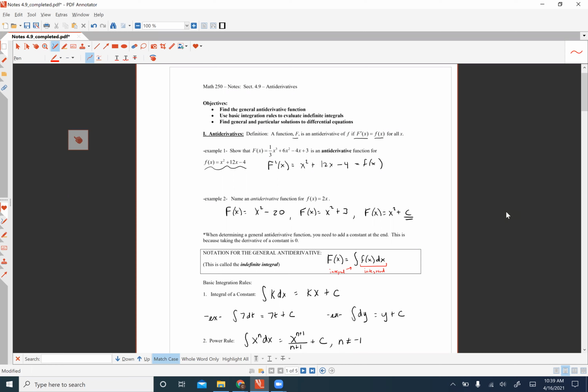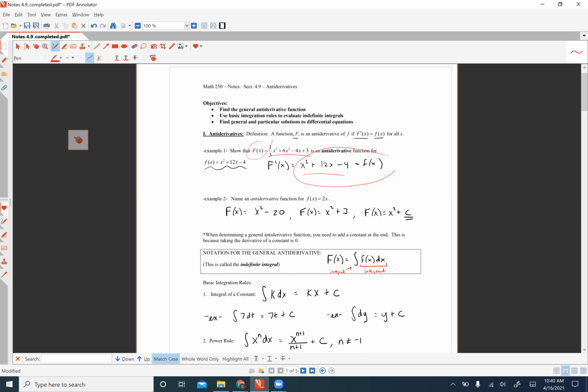And all we're doing is just reversing the derivative, right? So here's an example. Look at example 1 right here. Suppose we take the derivative of 1/3 x cubed plus 6x squared minus 4x plus 3. So we get this function here, x squared plus 12x minus 4. So this capital F right here is called the antiderivative. We're defining it as lowercase f of x right here. So someone said, hey, what's the antiderivative of x squared plus 12x minus 4? Well, a possible answer is 1/3 x cubed plus 6x squared minus 4x plus 3.